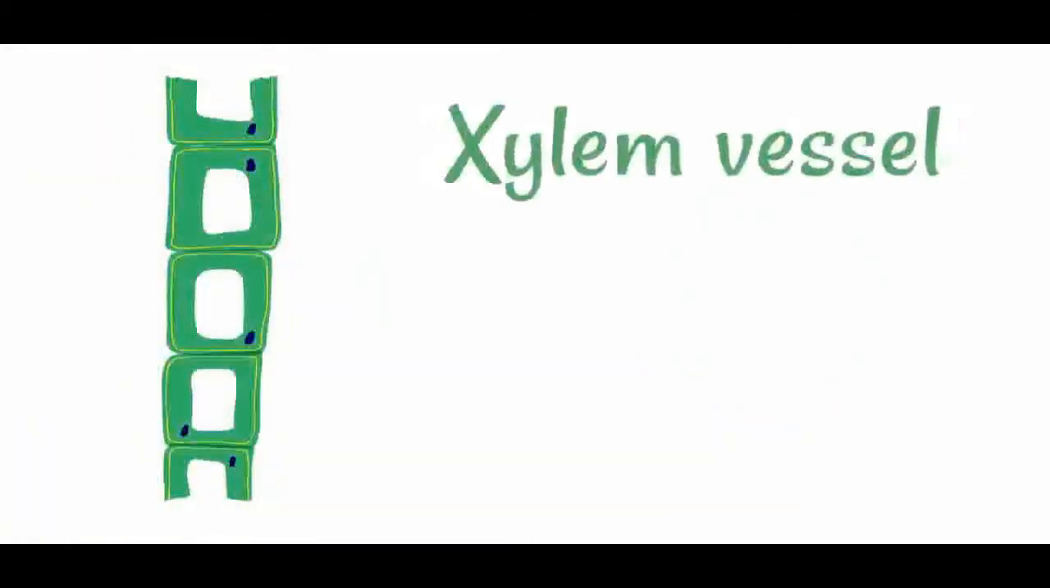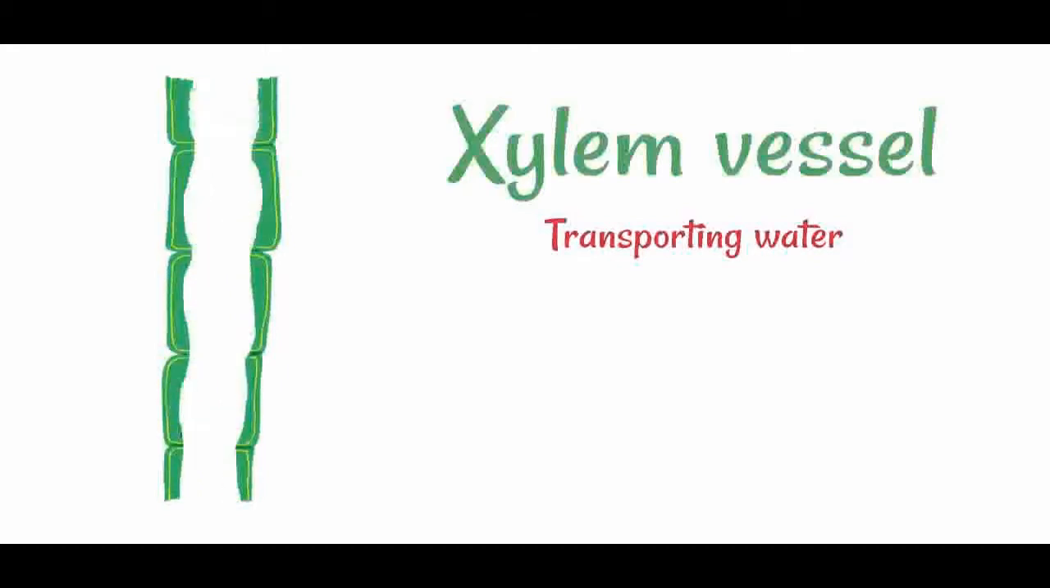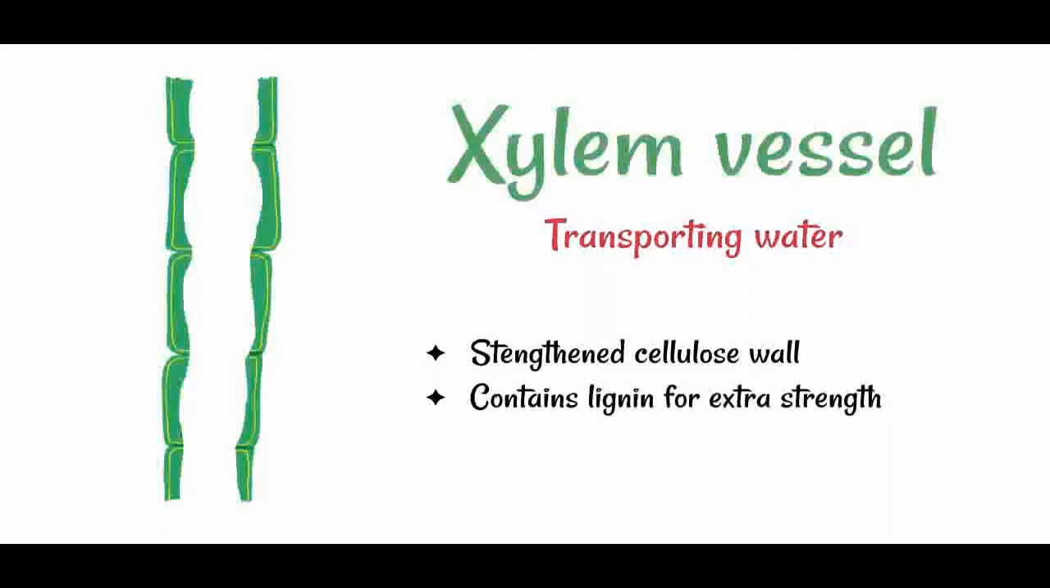Next up is the xylem vessel. Now this is not an individual cell, but it is made from the remains of cells. Its job is transporting water, and the cells that once made it up have hollowed out to form a sort of tube. It's got a strengthened cellulose wall, it contains lignin for extra strength, and obviously it's got that hollow lumen in order for water to move through it.